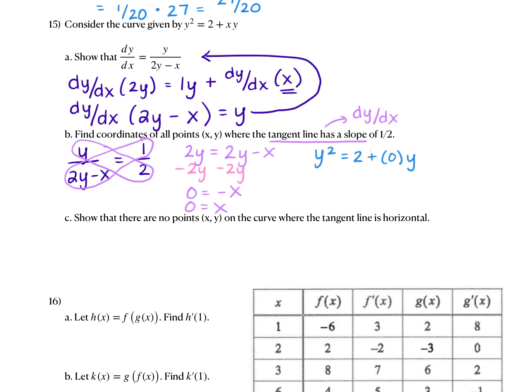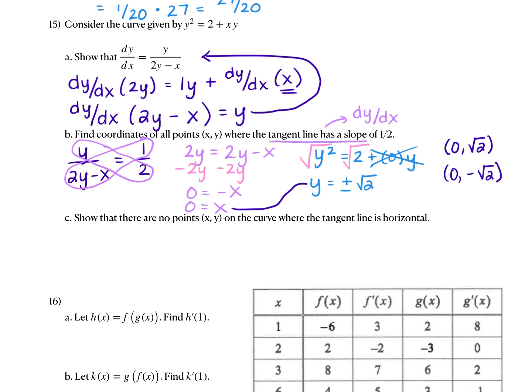Okay, well, that makes this easy, right? This just goes away. So y squared equals 2, and then to solve that, I would take a square root. But of course, when I take a square root, I have a plus or minus. So to answer the question, if we want coordinates, we want to take these two things and pair them up. So I would say at 0, square root of 2, and at 0, negative square root of 2.